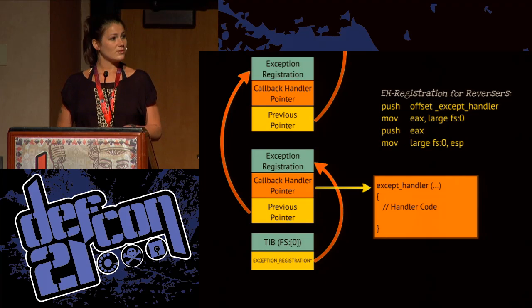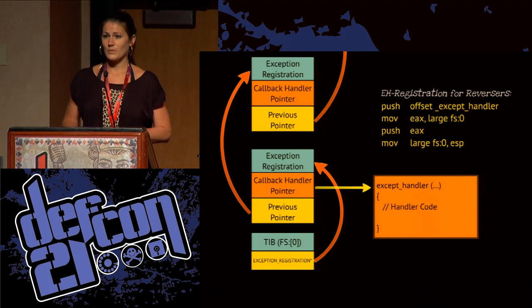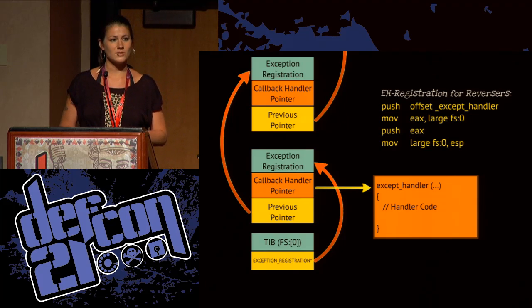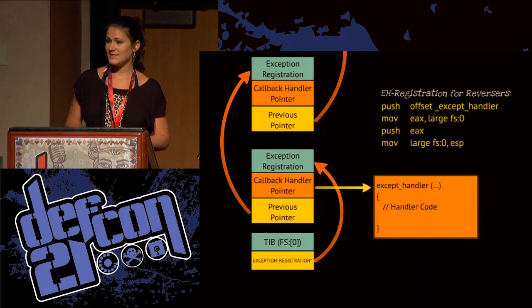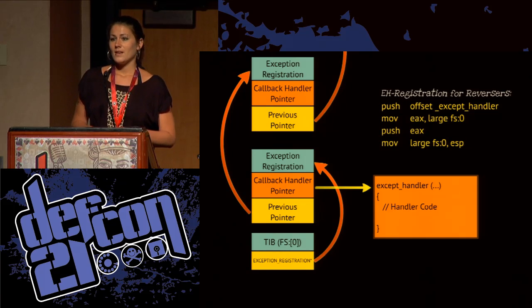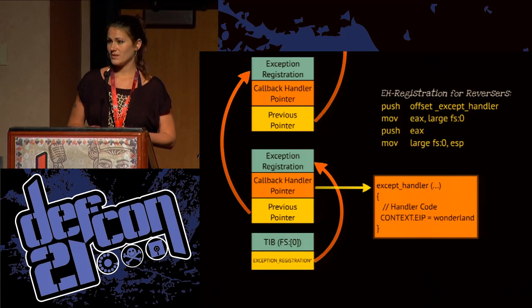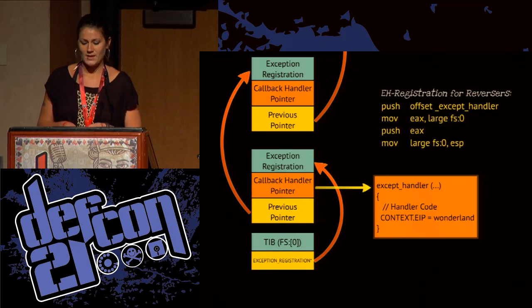Now, I told you there's a pointer in there pointing to the handler code, which would be the first switch to some other point in the executable for execution. And inside of this handler now, someone can change the execution flow to a completely different point inside of the executable.